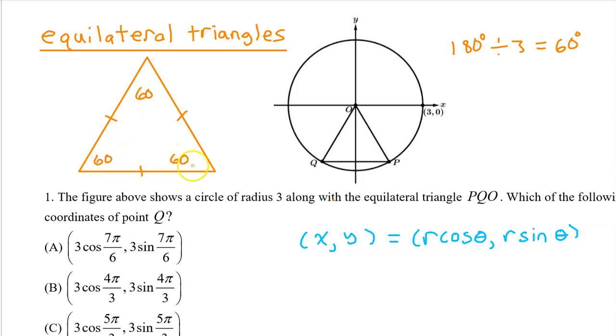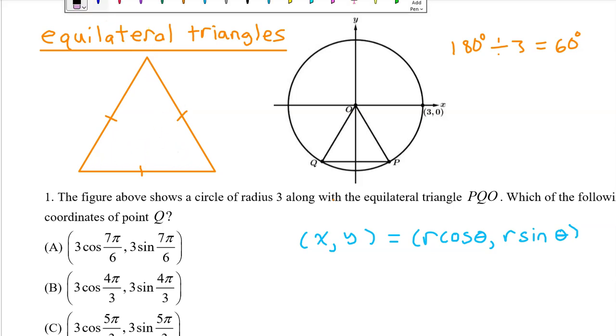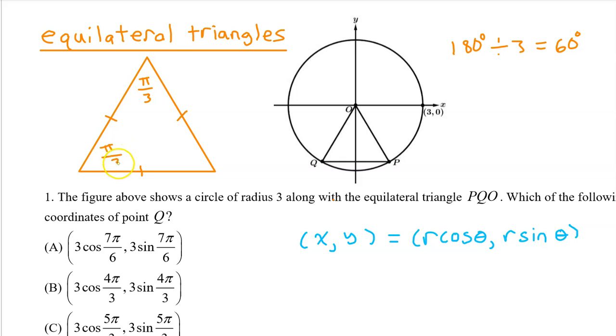However, in precalculus, we don't deal with degrees. We use radians. 60 degrees is equivalent to pi over 3 radians. So in an equilateral triangle, each angle is pi over 3. If you take one of those pi over 3 angles and split it down the middle, each half is pi over 6.